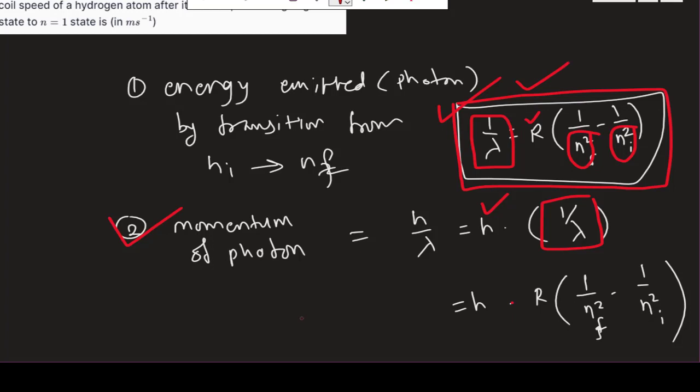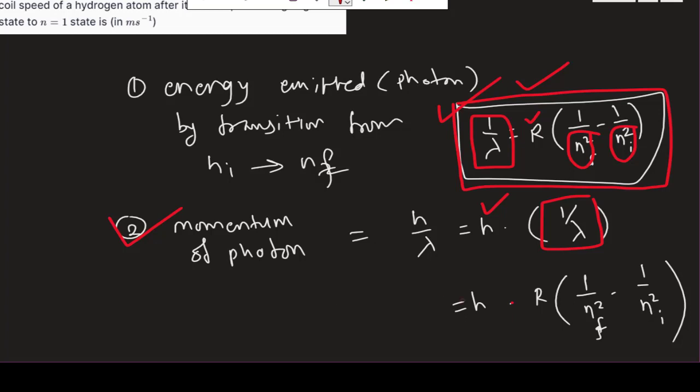Now the reason why we have calculated the momentum of photon is because we have to calculate the recoil speed of the hydrogen atom. It is analogous to a person firing a bullet. When you fire the bullet, the gun experiences a recoil speed. So we have to see that analogy over here. That's why we are calculating the momentum of photon. So basically momentum of photon is going to be equal to momentum of hydrogen atom.